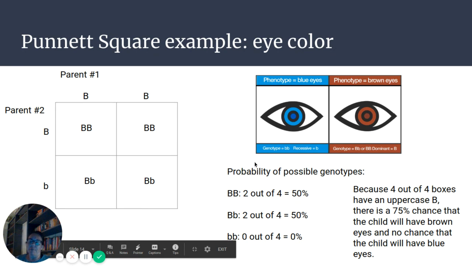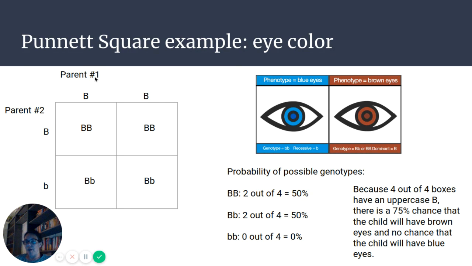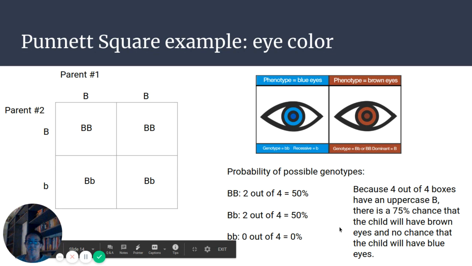Here is another example. I'm not going to go square for square, but you'll see that parent 1's genotype is different. It's big B, big B. Parent 2's genotype is big B, little b. So we have 2 big B's here, 2 big B's there. And then down here we have a big B and a little b, and then a big B and a little b again. So 2 out of 4 boxes have big B, big B, and 2 out of 4 boxes have big B, little b. So that's a 50% chance that the child's genotype will be big B, big B, and a 50% chance that the child's genotype could be big B, little b.